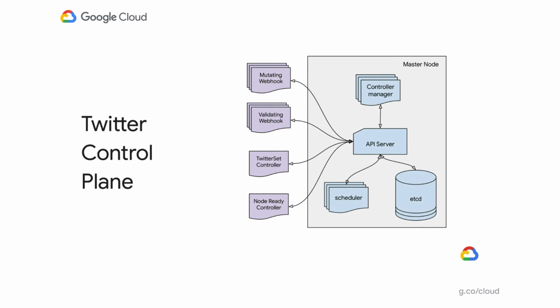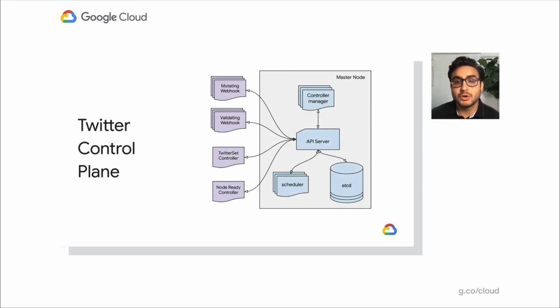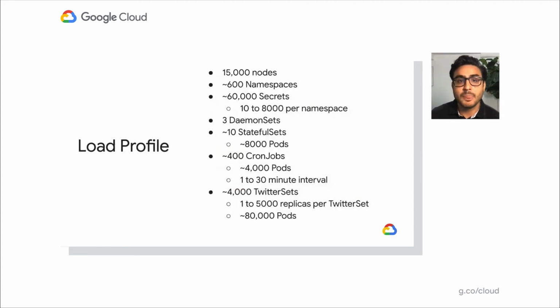We also have a few mutating and validating webhooks, mostly to enforce consistent naming and labeling standards, and also to enforce security policies. For instance, we don't want to allow foreign Docker images in our clusters. We also have a node-ready controller whose job is basically to taint nodes that do not run all the expected daemons on them.